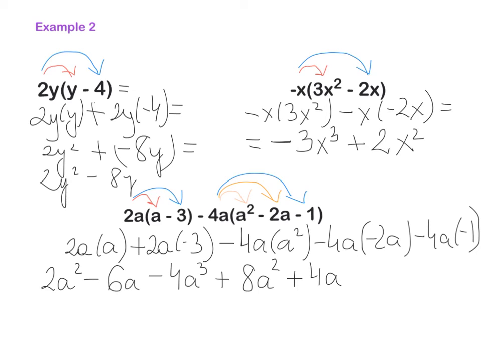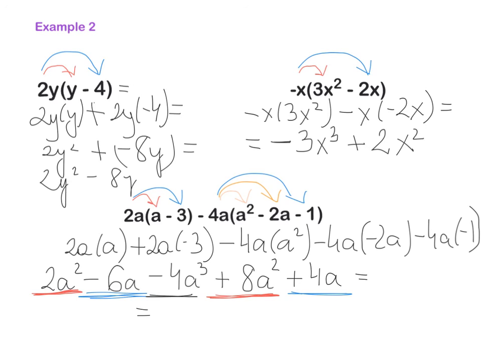Okay, and now the last step, simplifying, grouping. So adding the same or alike terms. And the same, use colors to underline it, okay? Make your notes nice and neat. So we have 2a squared. 2a squared is positive, plus 8a squared. Minus 6a plus 4a. And the last one is minus 4a to the power of 3.